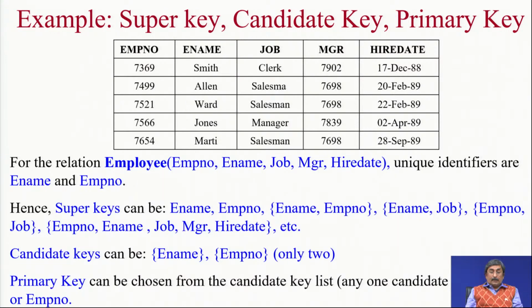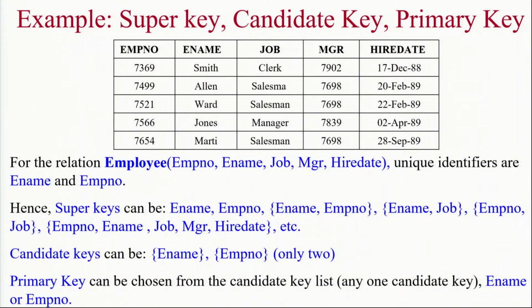Then I can say that the super keys could be ename or emp number or any set of attributes which contain these minimal keys, ename or emp number. So, it could be ename and emp number, it could be ename and job, it could be emp number and job, it could be emp number, ename and job, and so on and so forth. But what are the candidate keys? Only two candidate keys. What are those candidate keys? Ename and emp number. Why not more? Because a candidate key has to be a minimal super key.